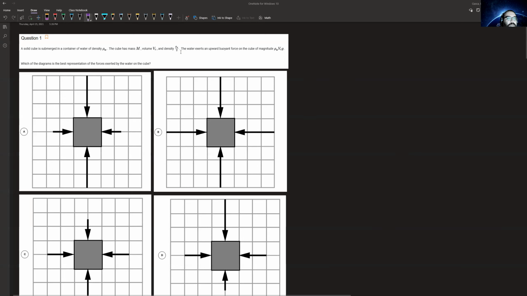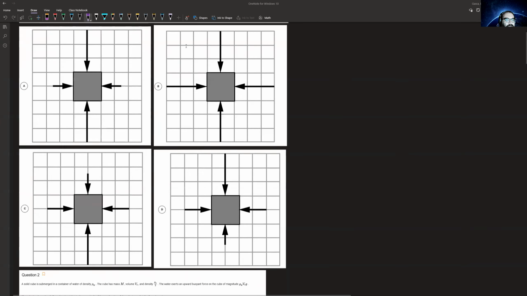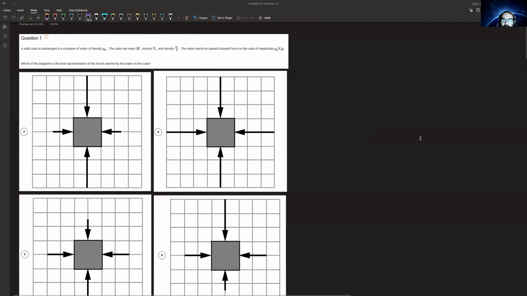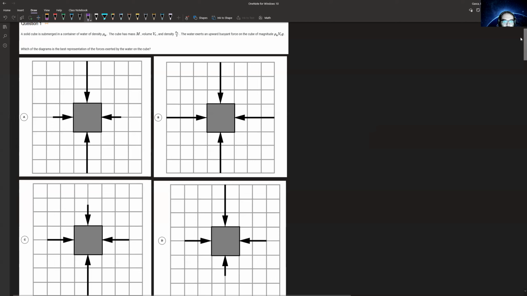Okay. So the cube has a mass m, a volume VC, and a density of the density of water over 2. And the water exerts an upward buoyant force on the cube with a magnitude equal to rho Vg. Which of the diagrams best represents the forces exerted by the water on the cube? Let's go ahead and do a poll. Which of these do we think is the best free body diagram? A lot of this setup for the first question is probably not needed for this question, but for the following one it will be.